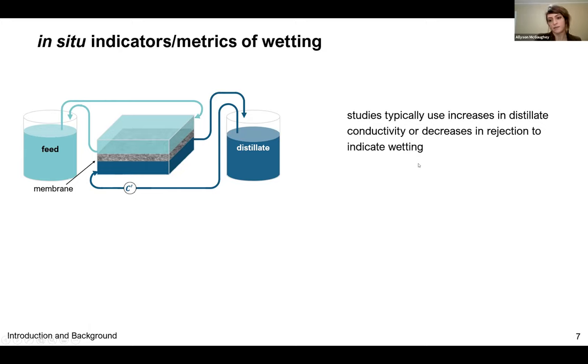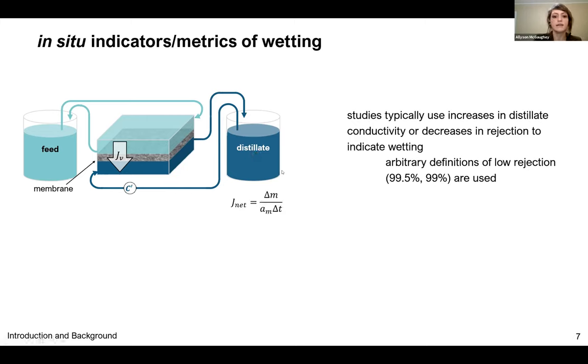Now in theory, as I mentioned, MD achieves 100% rejection, but in practice, we typically measure values slightly less than 100. So researchers have used arbitrary definitions of low rejection to define wetting. When the membrane is dry under ideal conditions, we have vapor flux occurring from the feed to the distillate side, and that condensed vapor accumulates as product water or distillate, and from that we can determine net flux. However, when the membrane is wetted, we not only have vapor flux, we also have liquid flux, and with that, solute flux through the membrane.